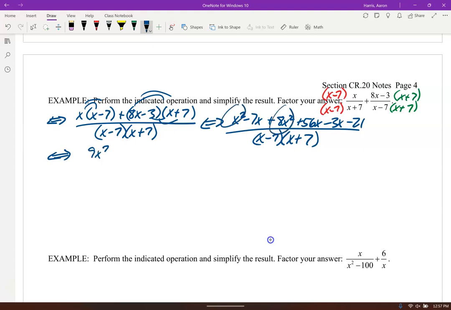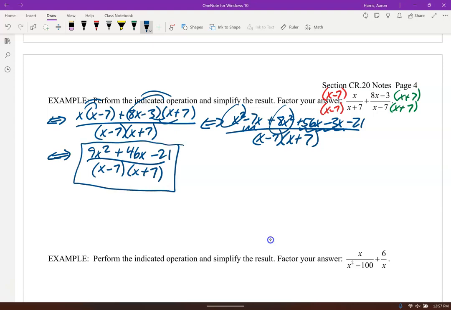Gives us 9x squared. Let's see, that gives us, is that 46? Man, looks like that numerator cannot be factored. That's not going to work out for us, so we're stuck right there.